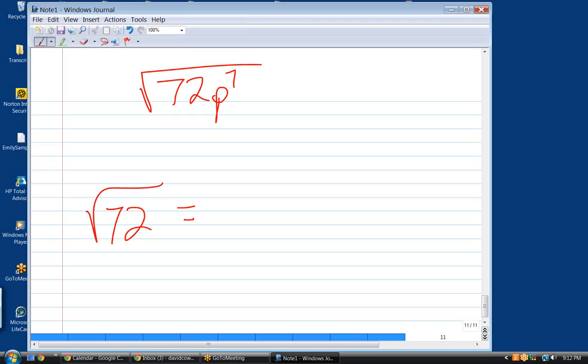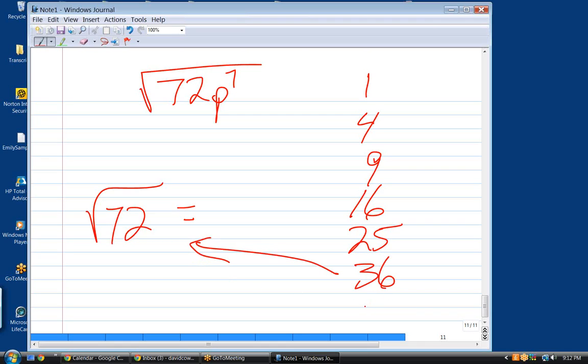Okay, square root of 72. It's 9? No. We're looking for factors, one of which is a perfect square. So let's go through the perfect square numbers. 1 is a perfect square number. 4, what are the rest? 1 squared, 2 squared, what's 3 squared? 9. What's 4 squared? 16. 5 squared? 25. 6 squared? 36.